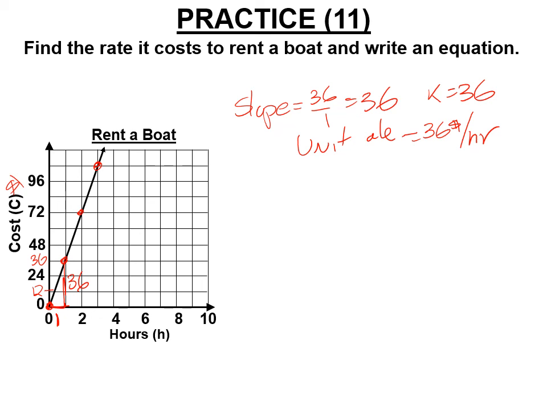And I should also be less sloppy. So now I have to write an equation. It says use C for cost. C equals 36 times the number of hours.